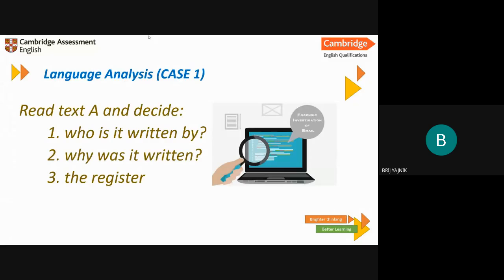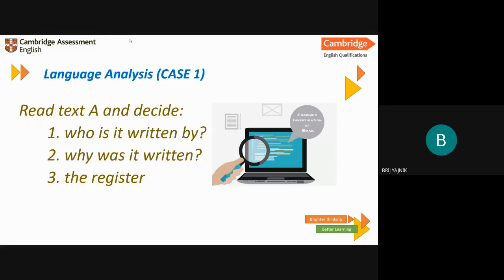So you're going to tell me three things. You're going to talk to me about who it is written by. Now, when I'm asking you who it is written by, I am not asking you to tell me the name of the person who is writing the email. I want you to identify who that person might be. A customer, a buyer, a seller, a student, a teacher, who, right?